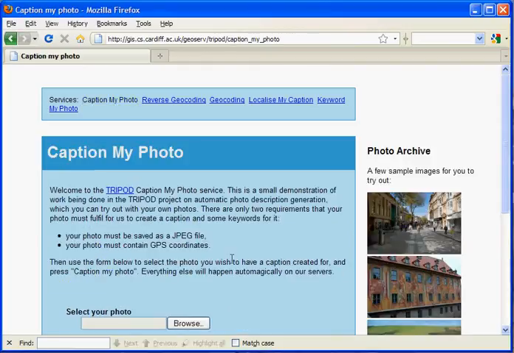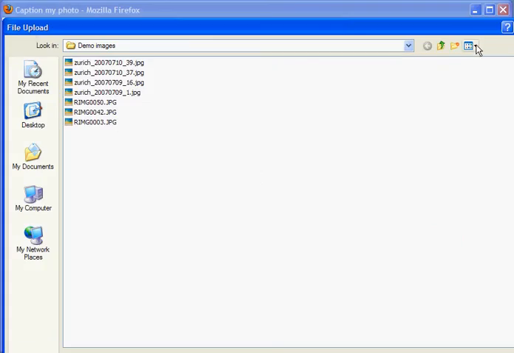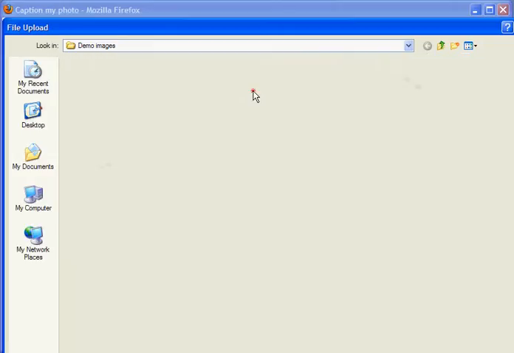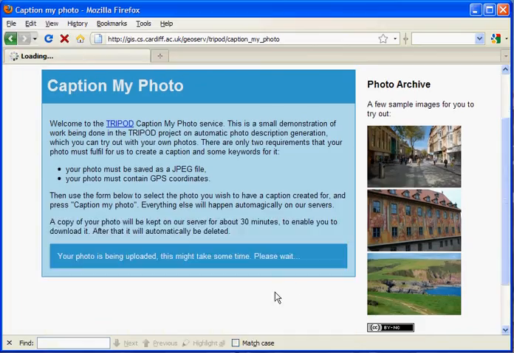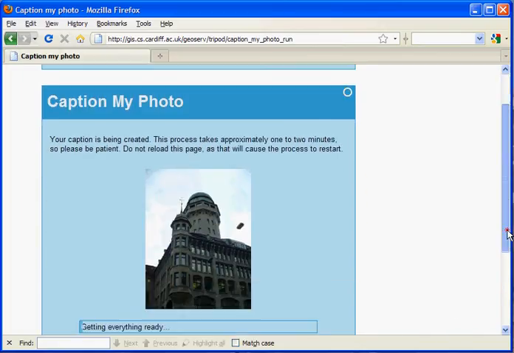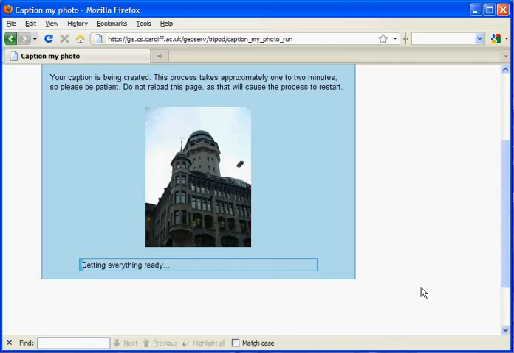A lot of the pictures that we've been choosing to show have been based in the UK, which is important just to show that Tripod is not limited to that part of Europe. So here we have a picture taken in Zurich in Switzerland, and we'll just let Tripod gather the geographic information and build the caption that we need to see here.